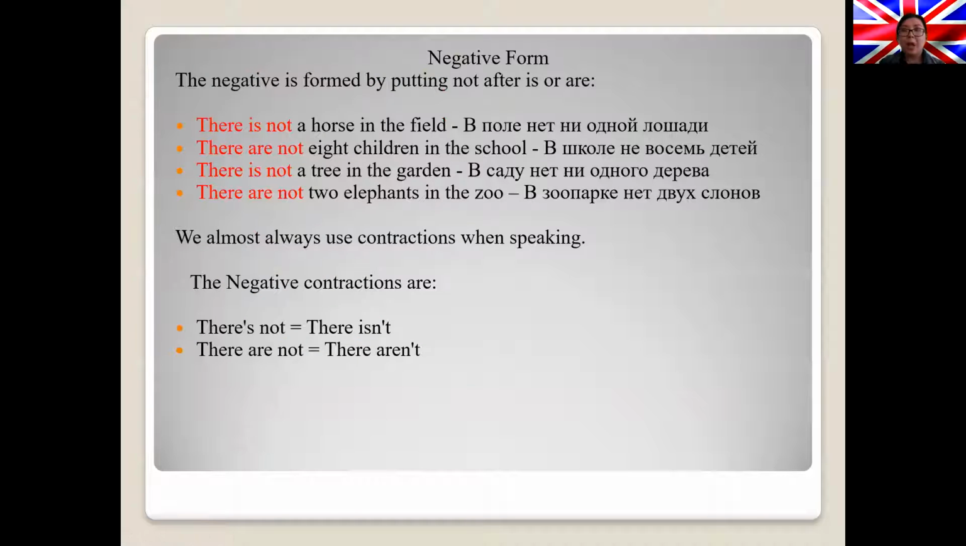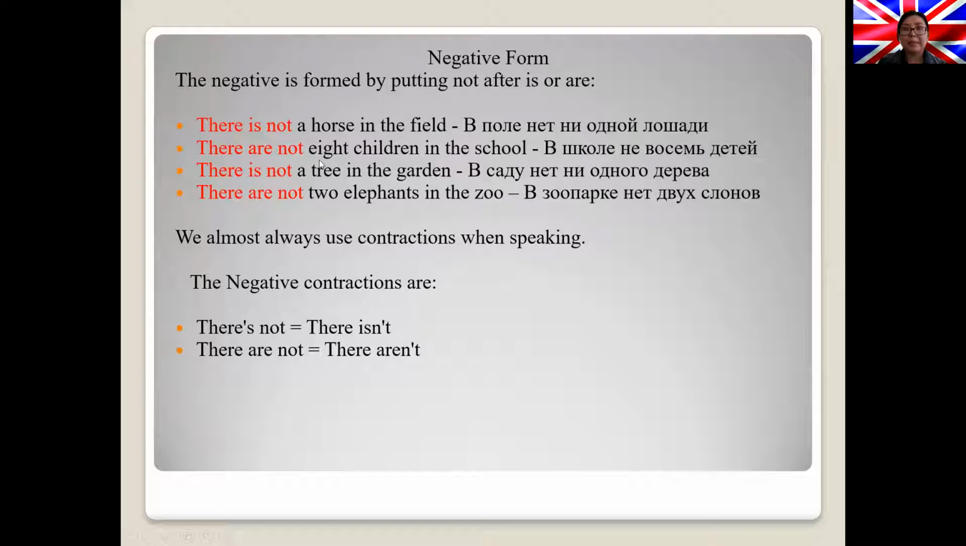Okay. Negative form. The negative is formed by putting not after is or are. For example, there is not a horse in the field. На поле нет ни одной лошади. Not.